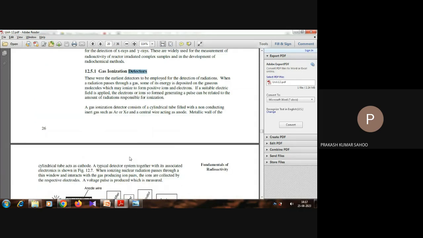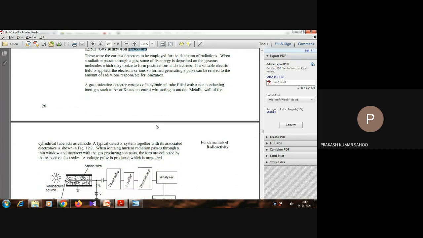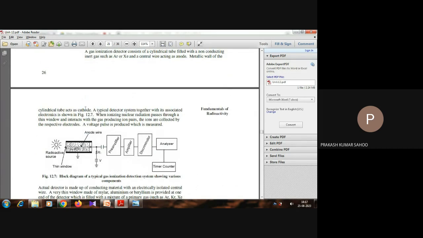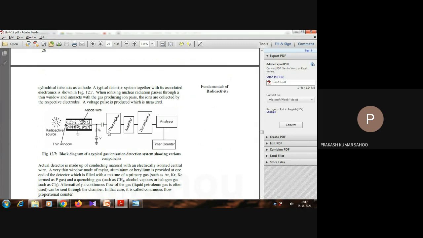This is the gas ionization chamber. This detector consists of a cylindrical tube filled with non-conducting inert gas such as argon or xenon, and a central wire acting as anode. The metallic wall of the cylindrical tube acts as cathode. A typical detector system together with its associated electronics is shown in figure 12.7. When ionizing nuclear radiation passes through this window and interacts with the gas, the ion pairs produced are collected by the respective electrodes, and a voltage pulse is produced which is measured.